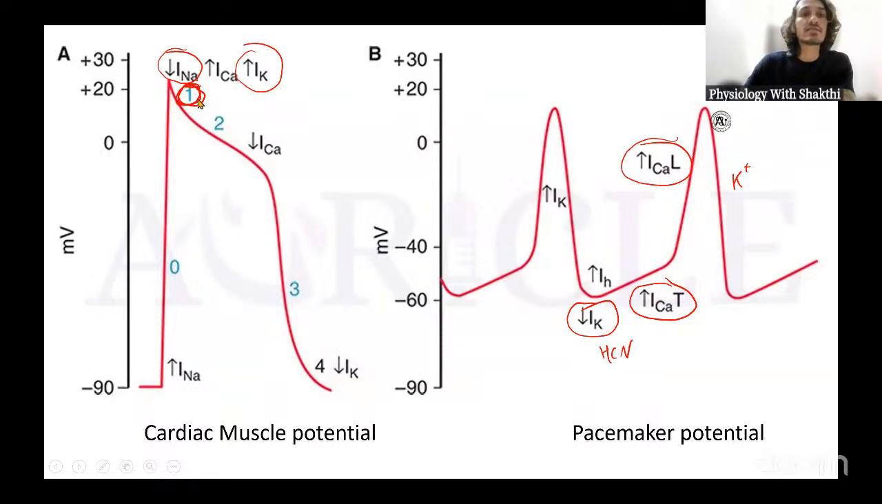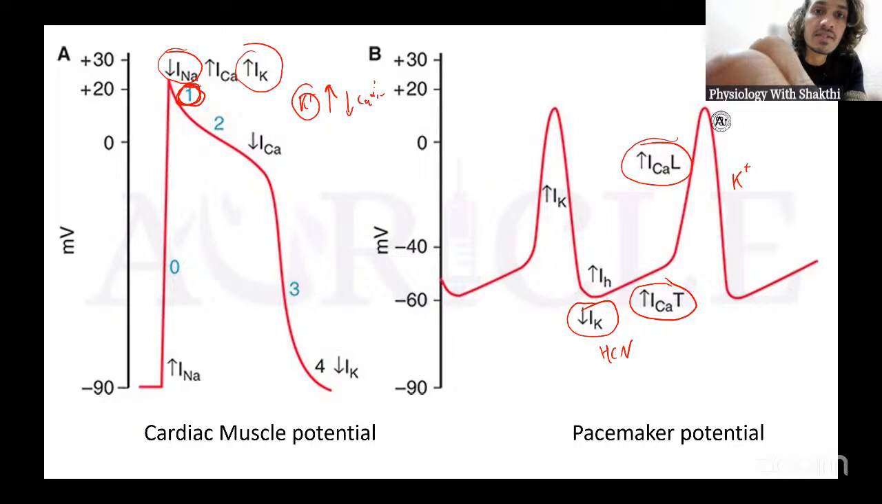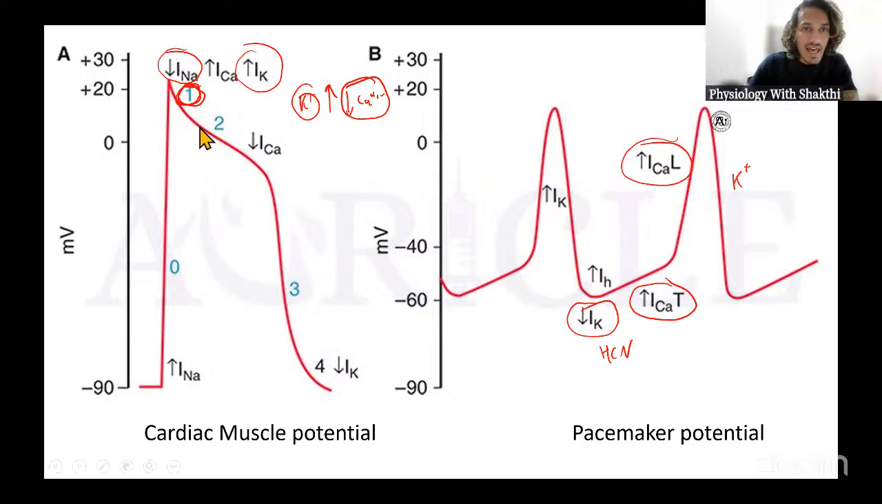And at this point, your potassium is going outside. If along with that, your calcium is coming inside, they're going to balance out each other, resulting in a plateau phase, that is phase 2. So phase 0 is influx of sodium, resulting in rapid depolarization. Phase 1 is potassium efflux, resulting in rapid repolarization. Phase 2 is potassium efflux plus your calcium influx. Okay, and this plateau phase is the reason why your cardiac muscle has a long refractory period.